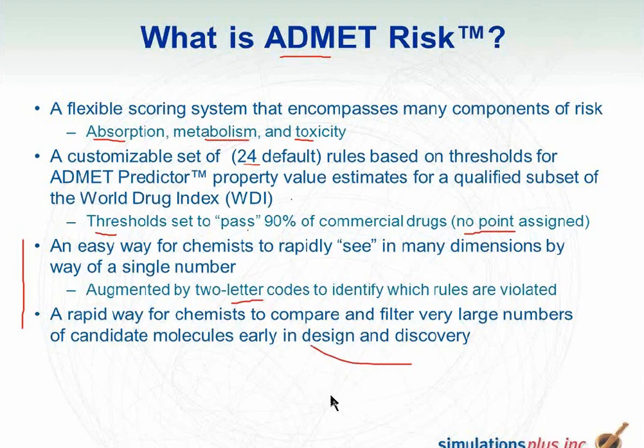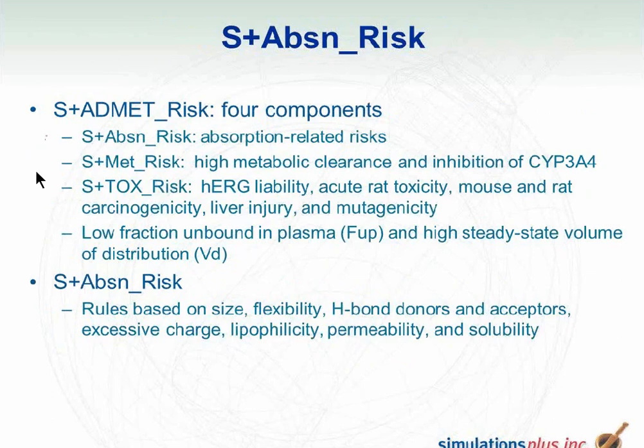The ADMET risk has 4 components. The first one is the absorption risk, which I'll discuss in detail in the following slides. The metabolism risk is basically a score indicating that either the compound might have a high metabolic clearance, which is bad for a drug molecule, or it might inhibit cytochrome P450, and this may cause drug-drug interactions. For toxicity risk, we look at hERG liability, rat toxicity, carcinogenicity in mice and rats, liver injury, and antimutagenicity.